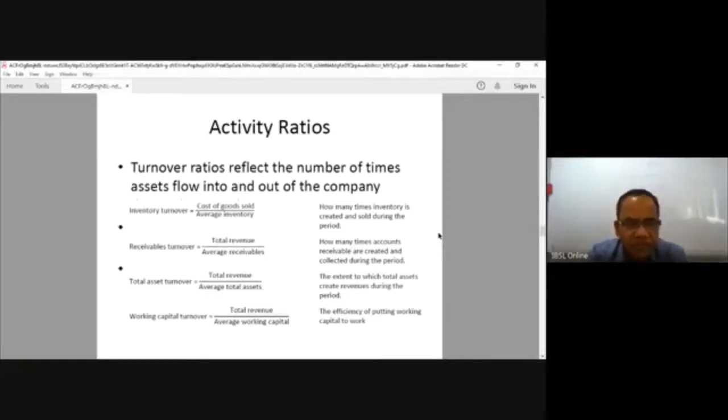Asset turnover, what does it mean? You look at the total revenue and then divide by average assets. So it shows how many multiples of average total assets the total revenue is. That means your sales is equal to how many multiples of the total assets. That means how many times the total assets have been turned over to produce this revenue.